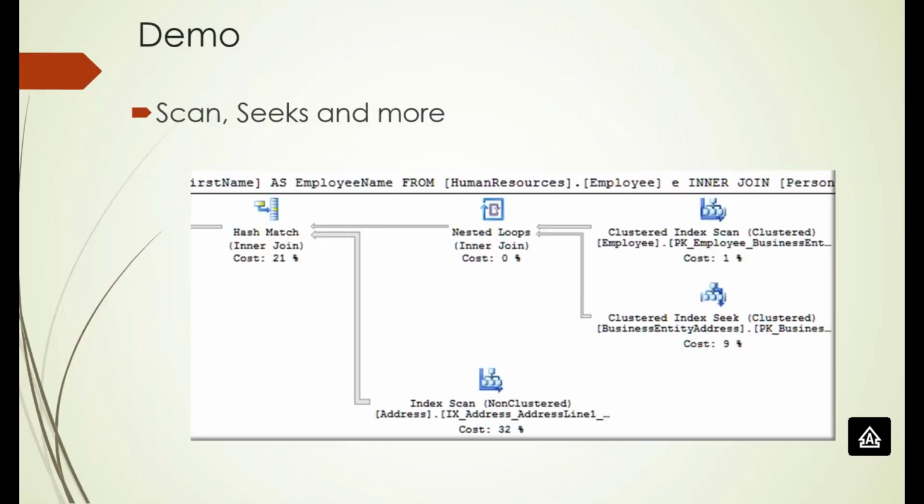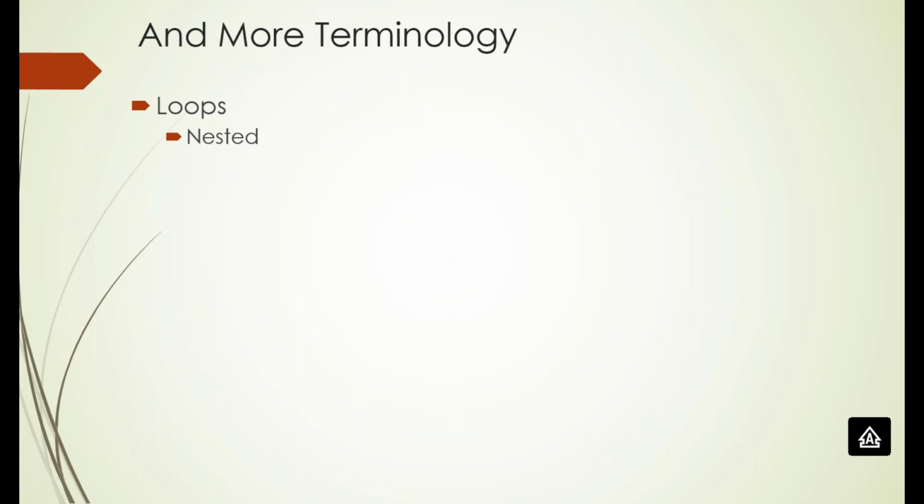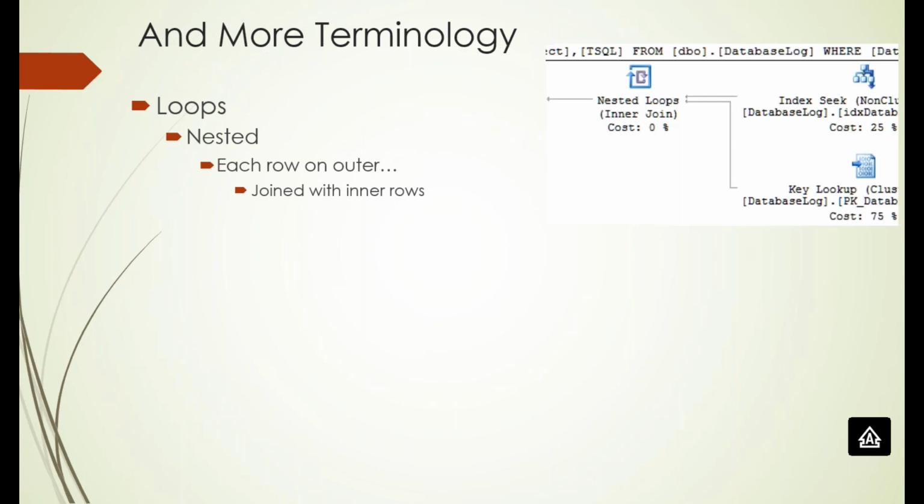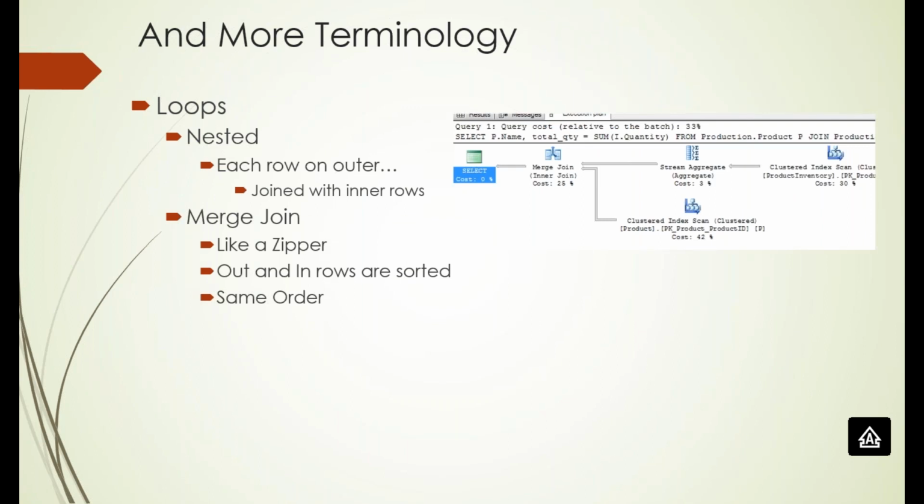All right, so this was seek, scans, and a couple more things that we looked at. And now let's go ahead and look at some more terminology. Loops, there's three kinds of loops that you'll see most often. The first is a nested loop, and what that basically is: each row in the outer is joined with the rows from the inner of the join. If you actually put your cursor over the iterator in the plan, it'll show you that description. So it's not like I made that up. I actually copied it from their description.